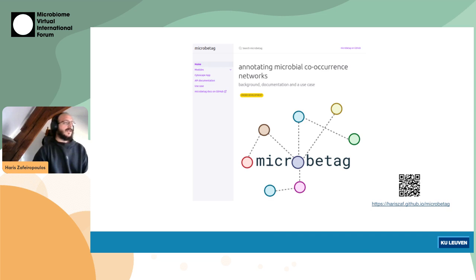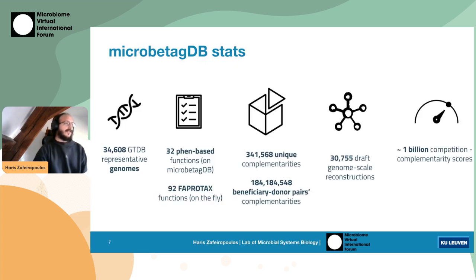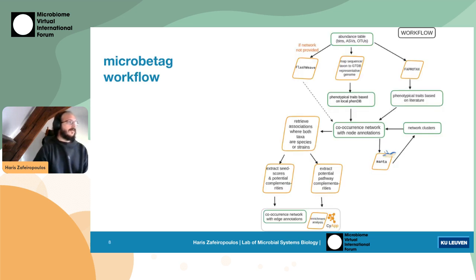So based on this concept, we built microbetag. Microbetag is a software ecosystem, you could say, because it has different modules. The basic part of it is the microbetag database, where we have pre-computed such complementarities for all the GTDB reference genomes. So you can see some numbers here representing the range of what we have in the on-the-fly version of microbetag.